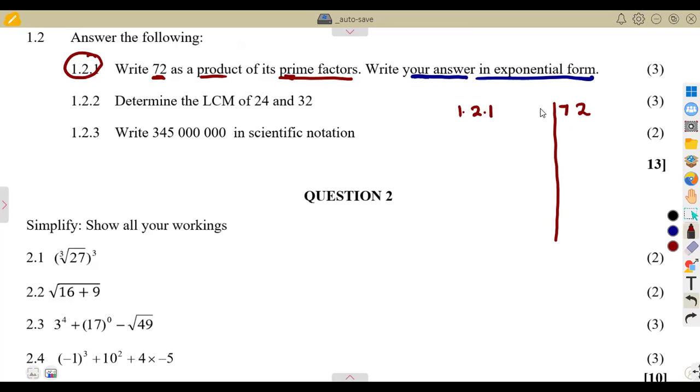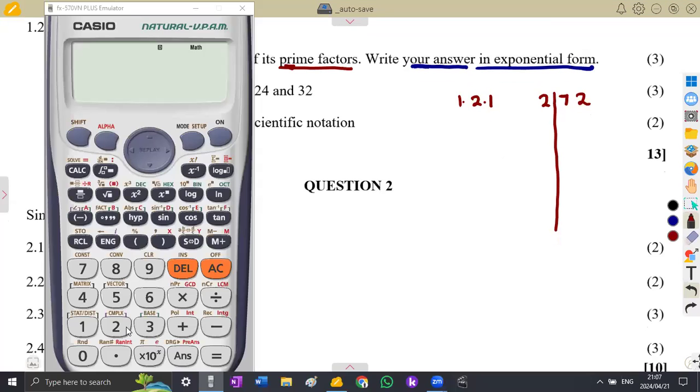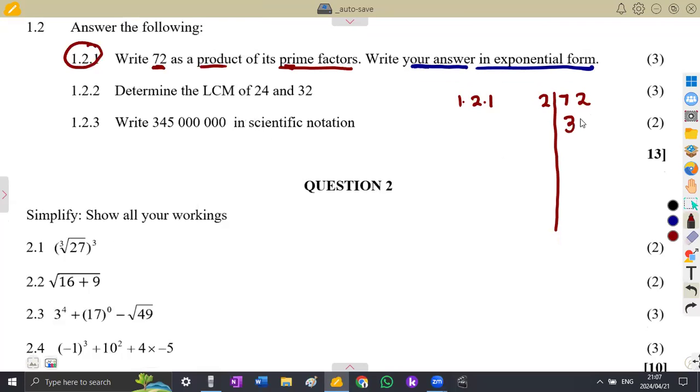So the smallest is a 2. On dividing, your calculator is there as an assistance. If you've forgotten 72 divided by 6, you can just use your calculator to divide these numbers. 72 divided by 2 like this will be 36. So you obtain 36 here.